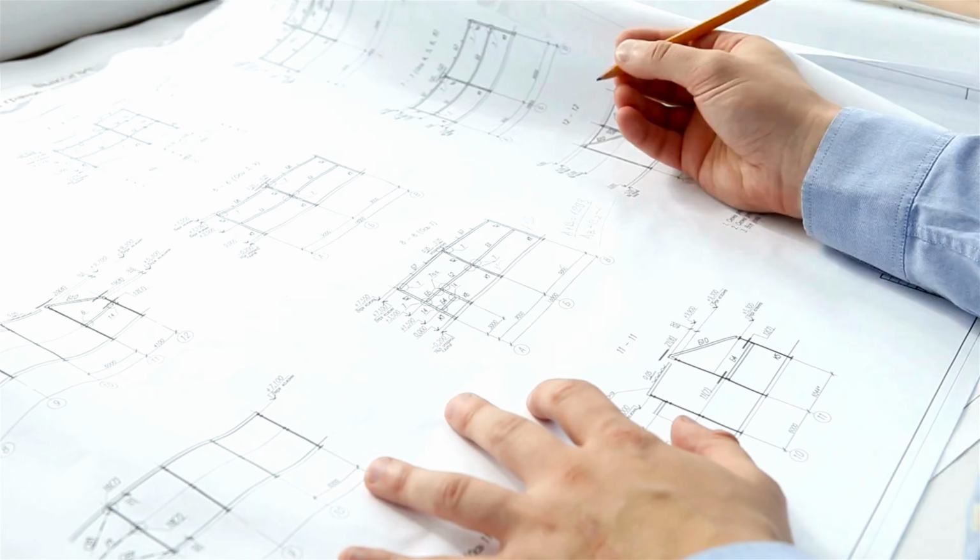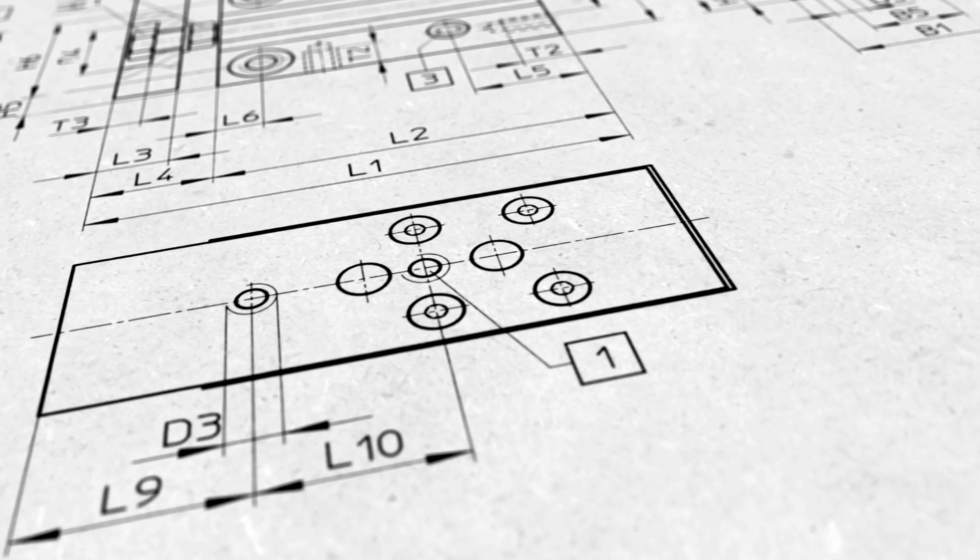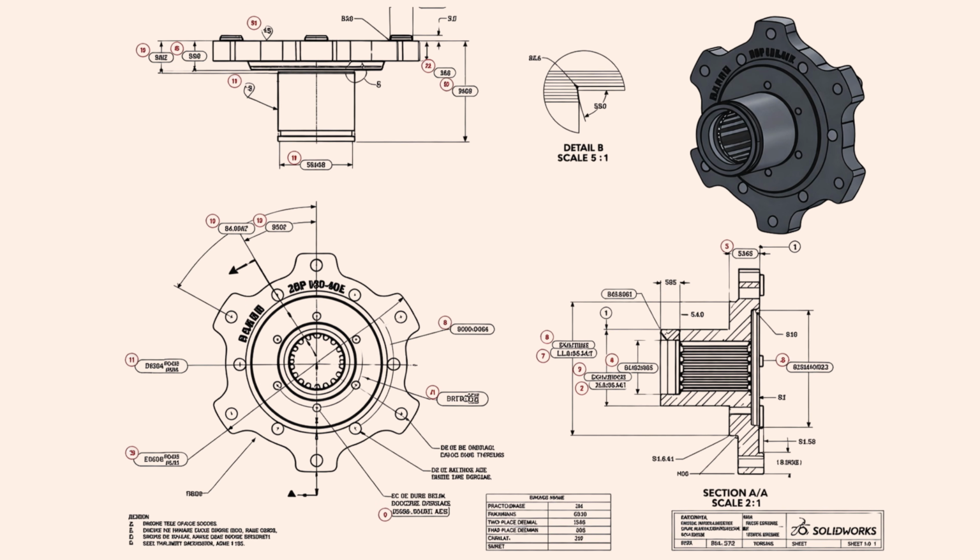Most people look at an engineering drawing and see chaos, lines everywhere, numbers, symbols that look like a foreign language. Here's how engineers actually read one.